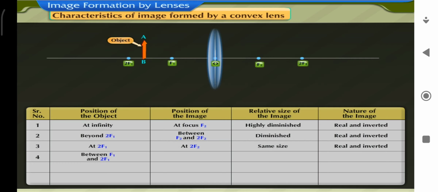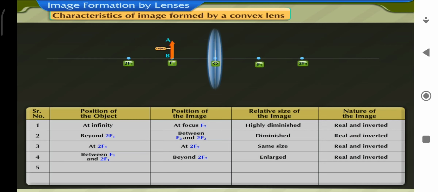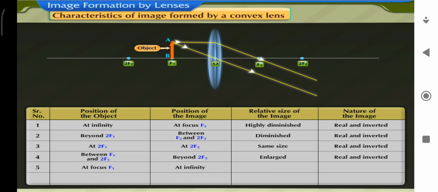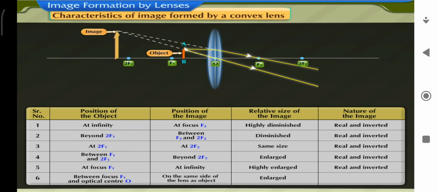When object is between f1 and 2f1, the image is formed beyond 2f2. The image is enlarged and nature of the image is real and inverted. When object is placed at focus f1, the image is formed at infinity. The image is highly enlarged and the nature of the image is real and inverted. When object is placed between focus f1 and optical center O, the image is enlarged and the nature of the image is virtual and erect.